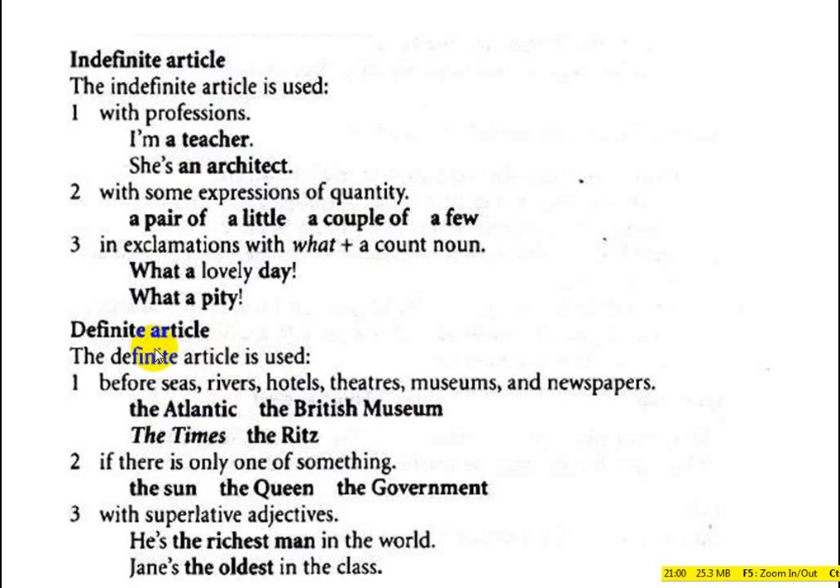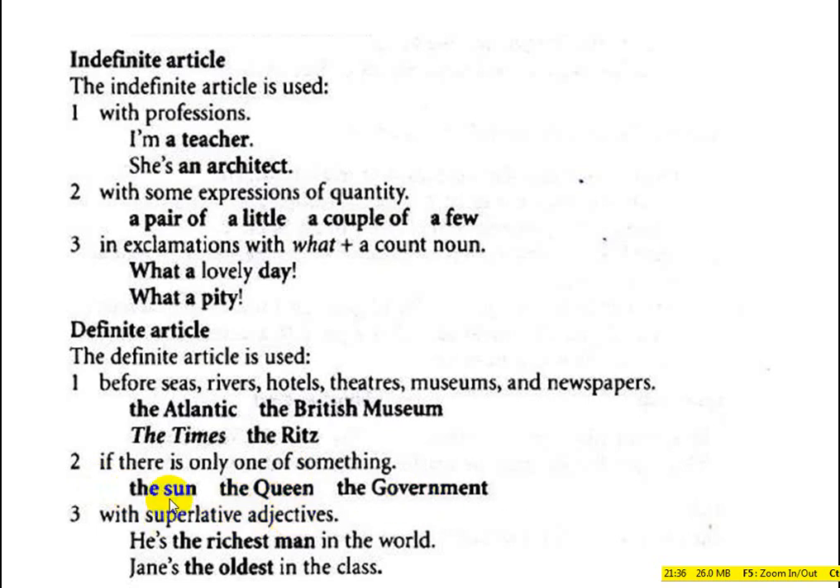Definite article. The definite article is used, number 1, before seas, rivers, hotels, theaters, museums, and newspapers. The Atlantic, the British Museum, the Times, the name of a newspaper, the Reds. If there is only one of something, we use the definite article. The sun, the queen, the government.